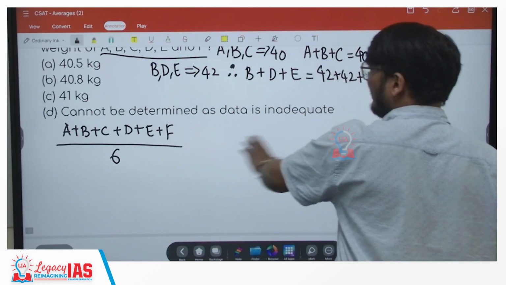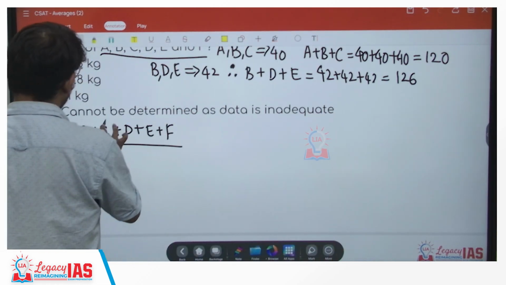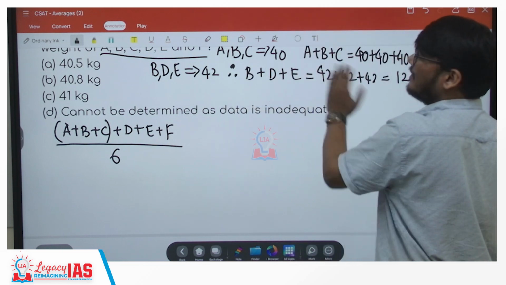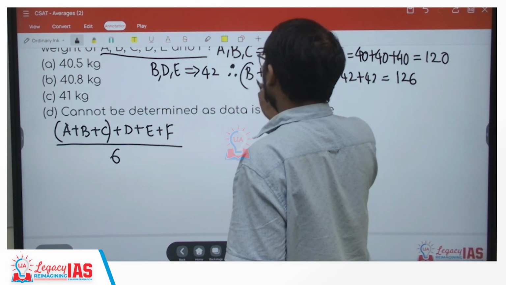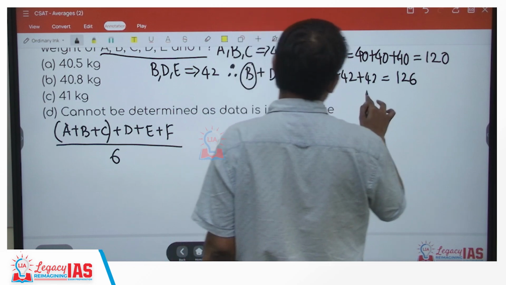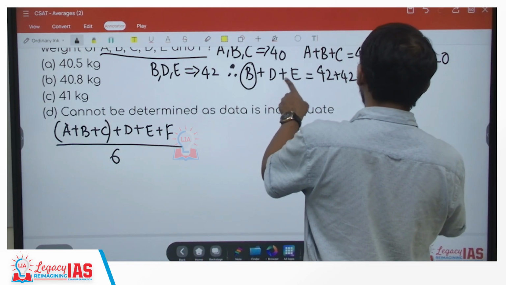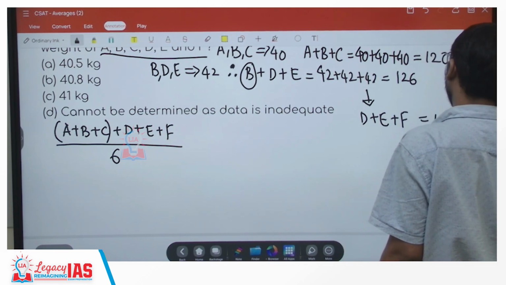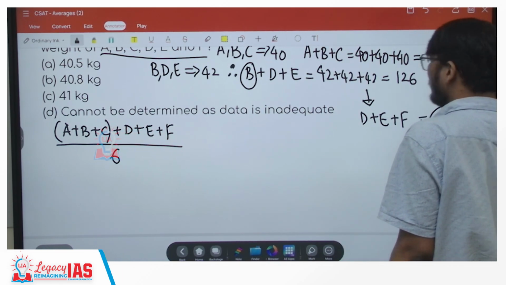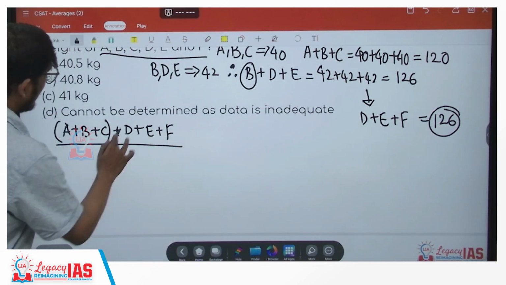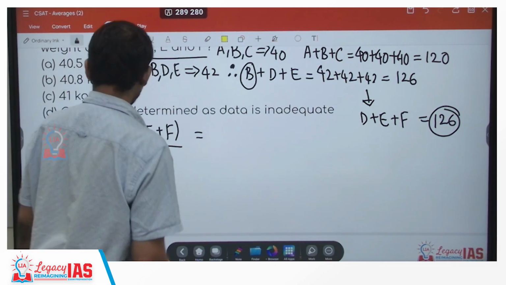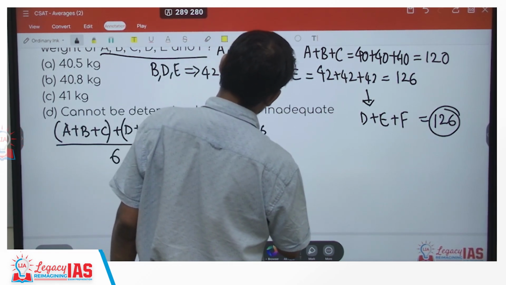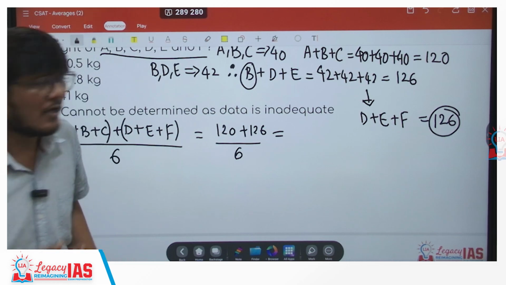Now, A plus B plus C we have. D plus E plus F we do not have, we have B plus D plus E. But B is equal to F, therefore this would also be equal to D plus E, and instead of B I can write F. So D plus E plus F, I can get 126. So this would give me 120 plus 126 divided by 6. 120 plus 126 is 246.